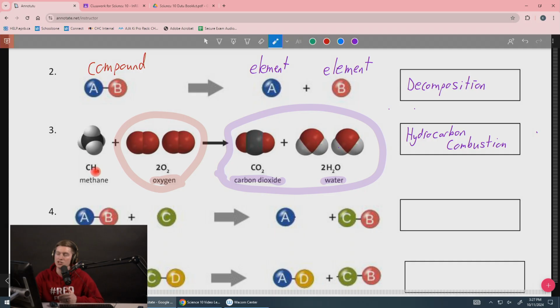The only thing that changes is this molecule here. In Science 10, it's going to be a combination of carbon and hydrogen, which is why it's called a hydrocarbon, hydrogen and carbon. Some form of carbon and hydrogen mixed together reacts with oxygen to form carbon dioxide and water. These products are always the same, and this reactant's always the same.